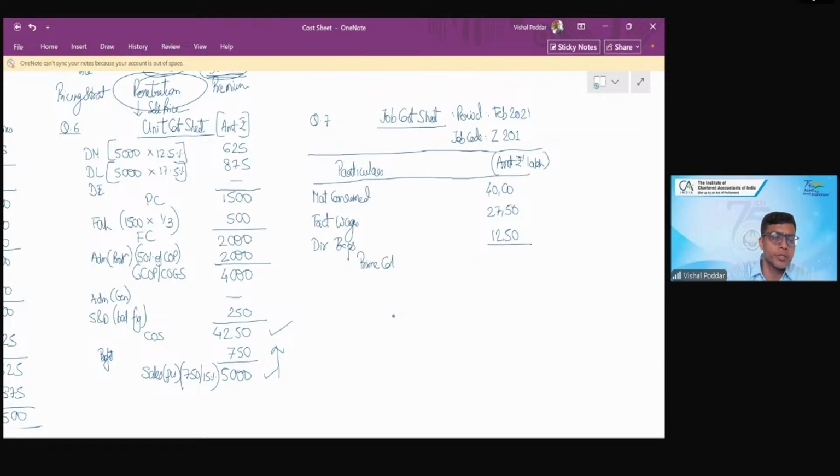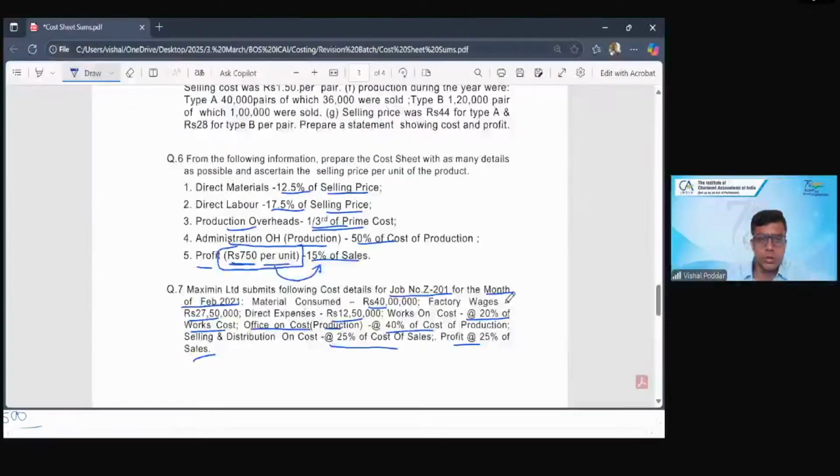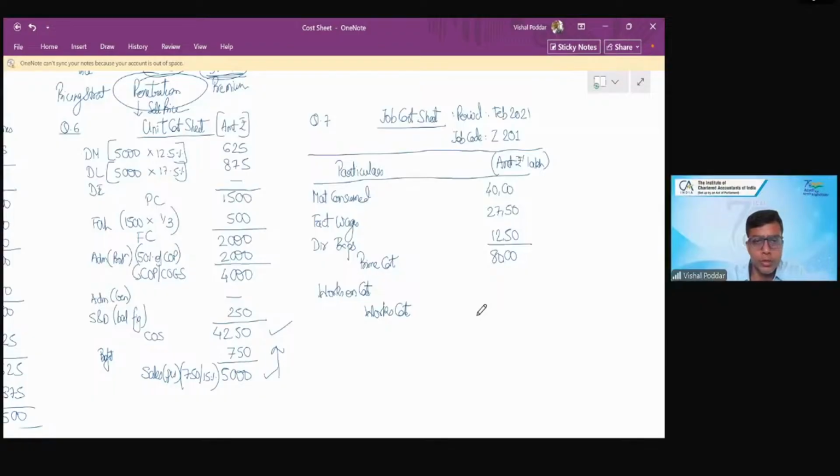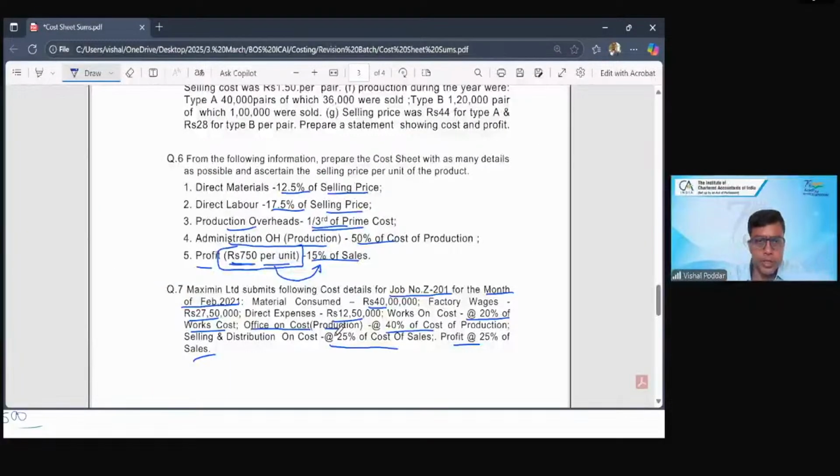Prime cost, 40 and 40. Correct, students? Works on cost, so the terminology is used by them. So what I get is works cost. Then they have used, I think, office on cost. Yes.